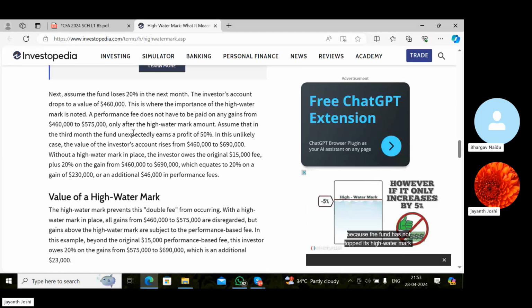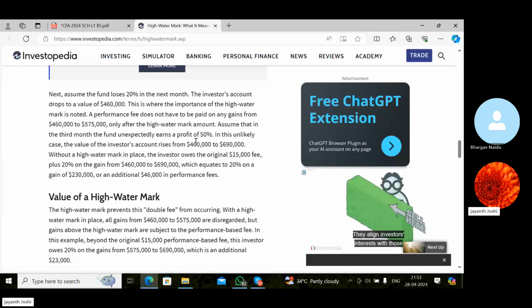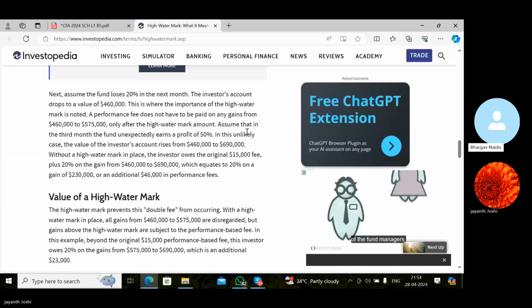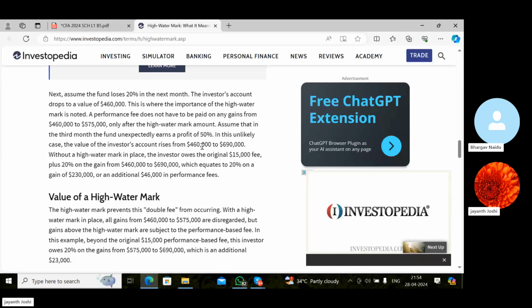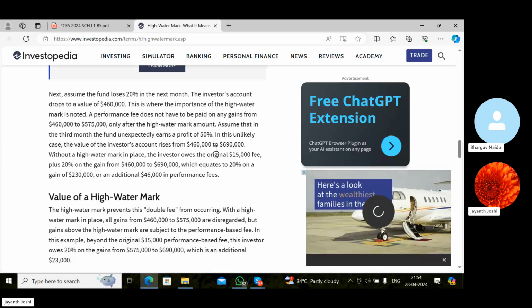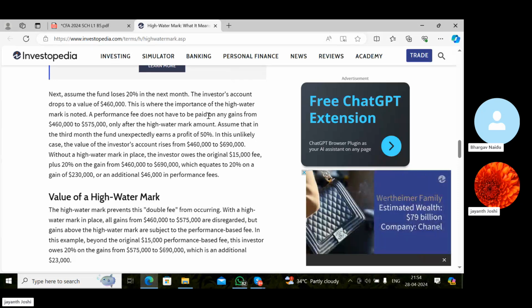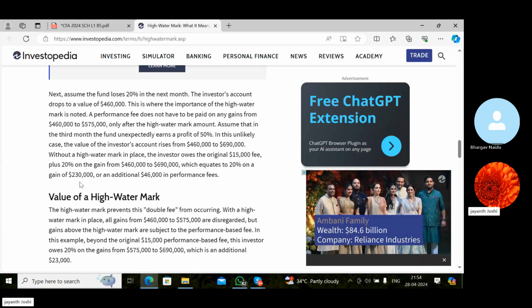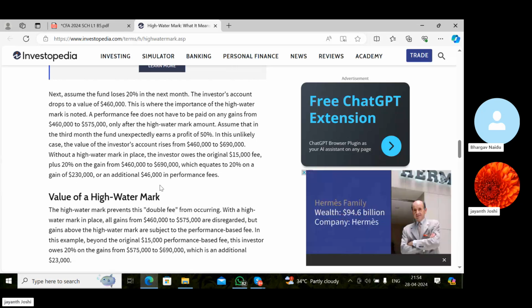Assume that in the third month the fund unexpectedly earns a profit of 50%. In this unlikely case, the value of the investor's account rises from 460 to 690. So without a high watermark in place, the investor owes the original 15,000 plus 20% of the gain from 460 to 690, correct? Already he has paid 15,000, and then from this to this, which equates to 20% on a gain of 230, that is 46, correct or wrong? Yes, sir.